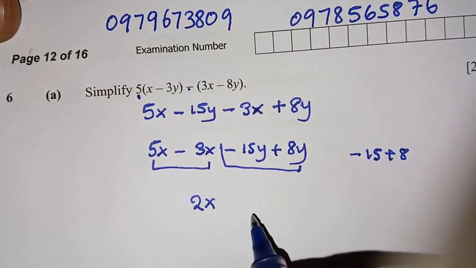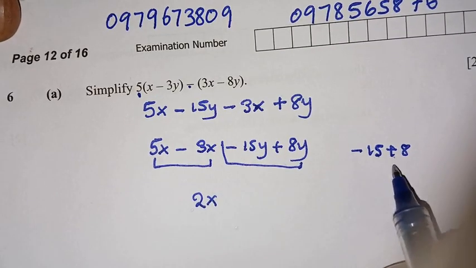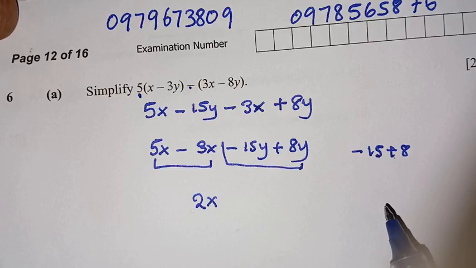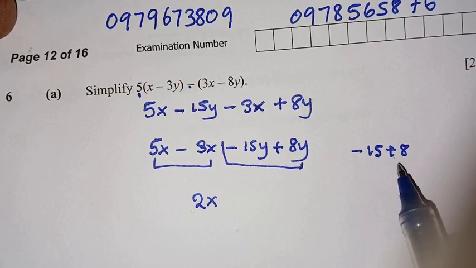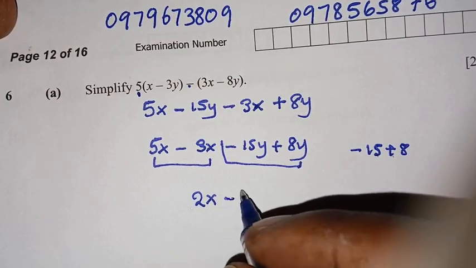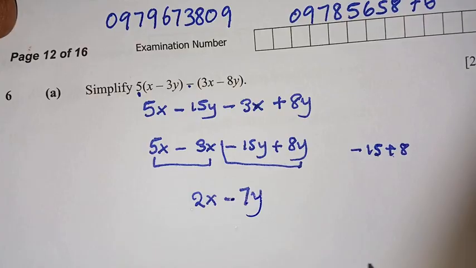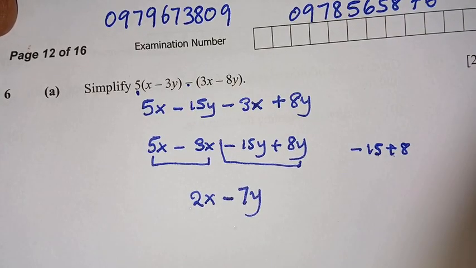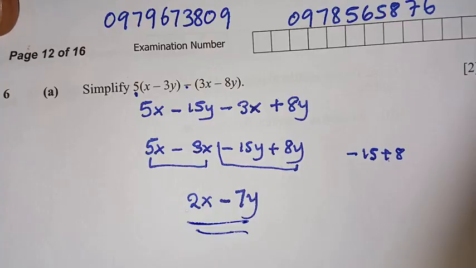All right. So when you do this, what are we going to get? You need to tell me what we are going to be getting when you add these two. So we'll be getting minus 7y, isn't it? That's what we're going to end up with. And this is what is going to be our answer here.